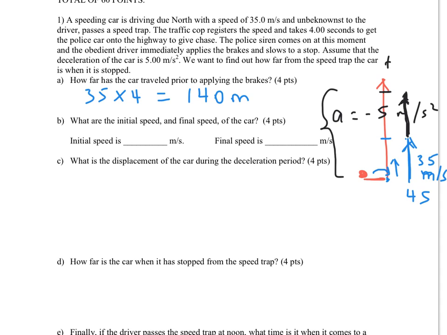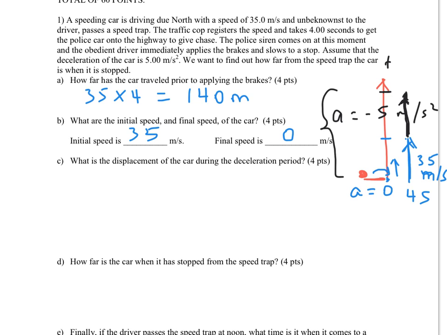Now, if you are curious, you actually can use the equations of motion for constant acceleration to solve this part of the problem. You just have to remember that over here, a is equal to 0. And if you put a equal to 0 in all those equations of motion, everything would work out. Part B, what are the initial and final speed of the car? Now, the initial part of the motion, the car is moving at 35. So the initial speed is 35. And the final speed, now because it is stopped, the final speed is 0.